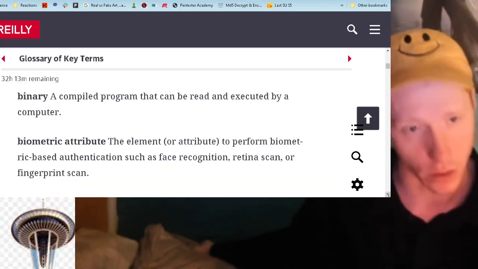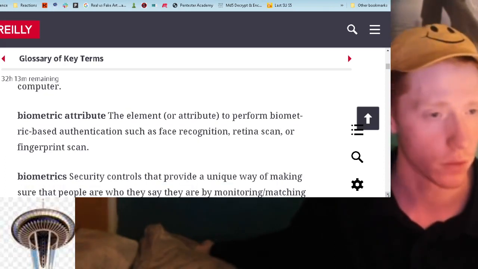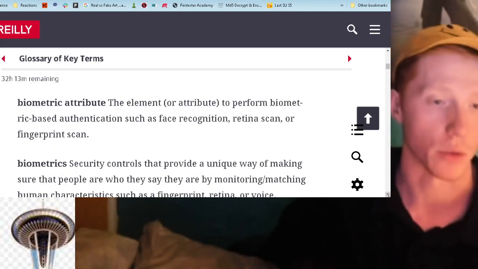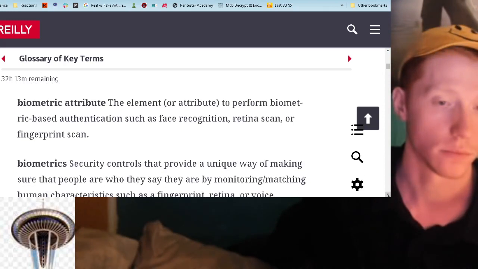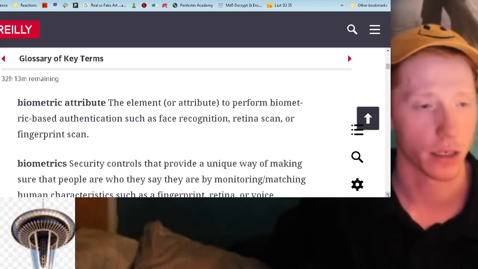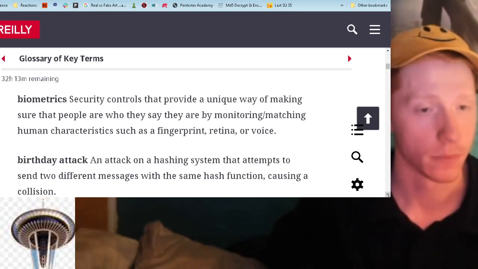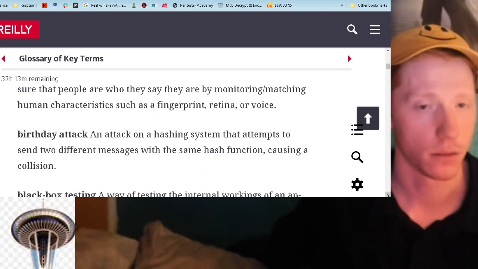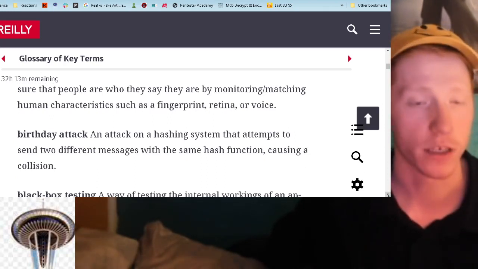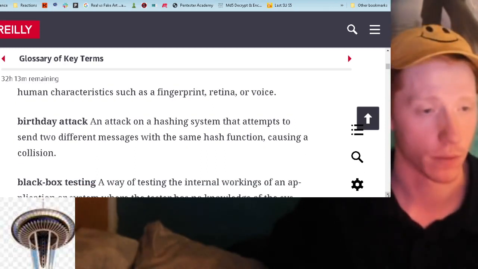Binary, we know what binary is. It's ones and zeros. Biometric attribute is authentication such as face recognition, retina scan, or fingerprint scan. And biometrics are those three. Fingerprint, retina, or voice is a biometric.